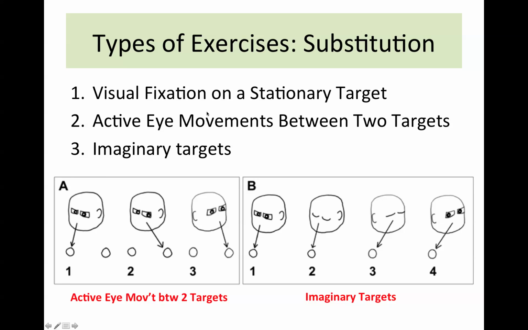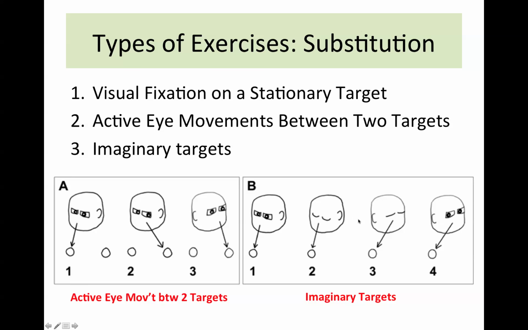The other thing that we're going to do in lab is active eye movements between two targets. So if we look here, we turn the head and the eyes to target 1, and then we just move the eyes to target 2, and then the head. So pretty much what we're teaching is a saccadic eye movement, so the eyes move first, and then the head. And can the eyes stay fixated on this target when the head moves?